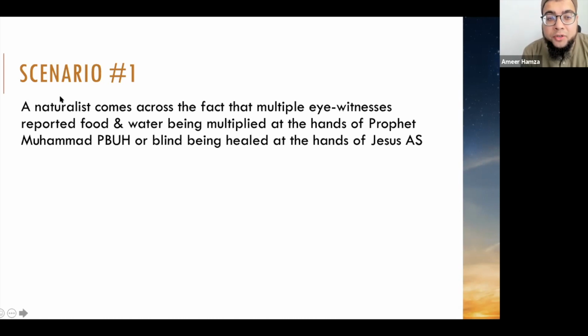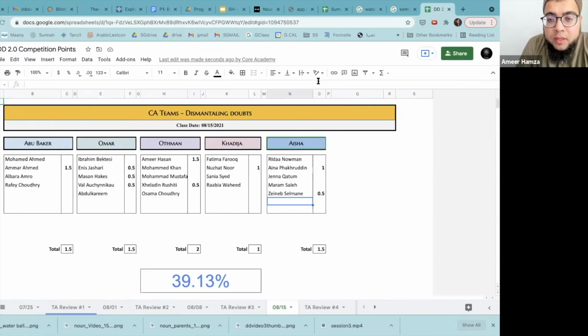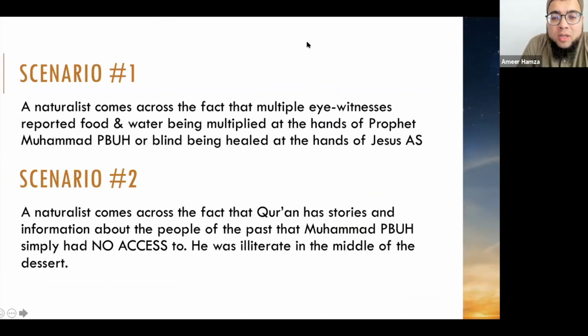Here's another scenario for y'all. This is for Team Aisha. A naturalist comes across the fact that the Quran has stories and information about the people of the past that the Prophet simply had no access to. He was illiterate in the middle of the desert. How did he know about Joseph and Jacob? How did he know about stories that only you would know if you lived in a civilized part of the world? Or so many other facts mentioned in the Quran about historical accounts, how would they explain that?